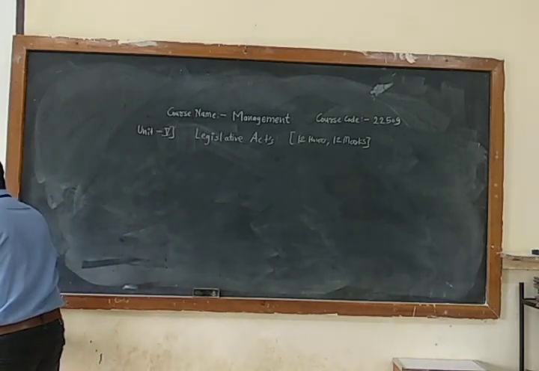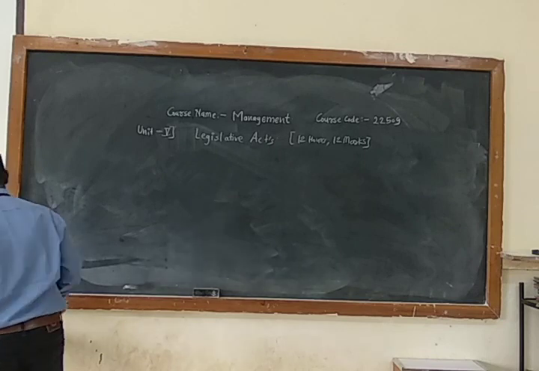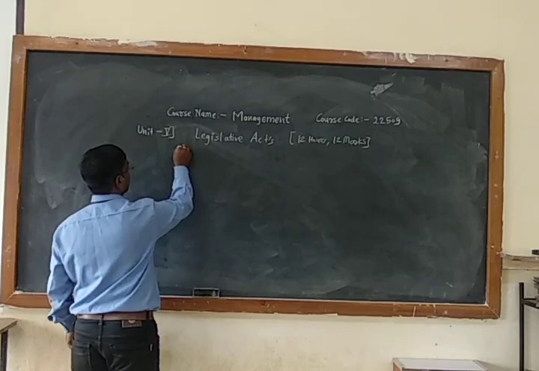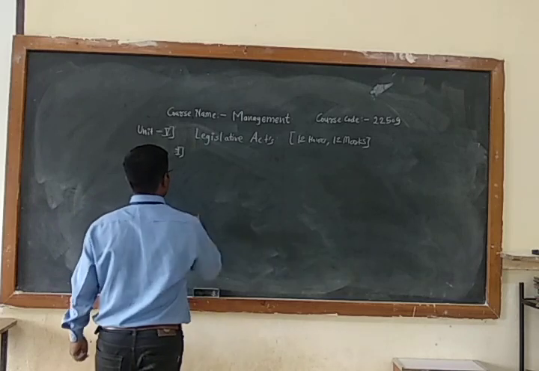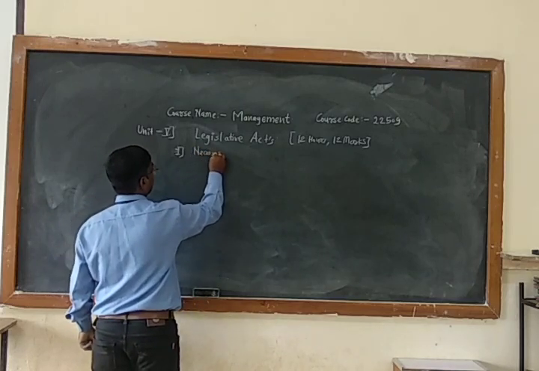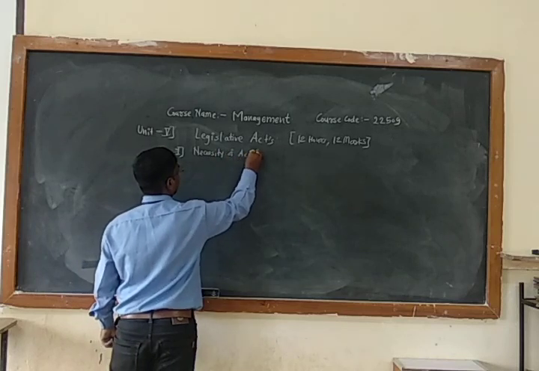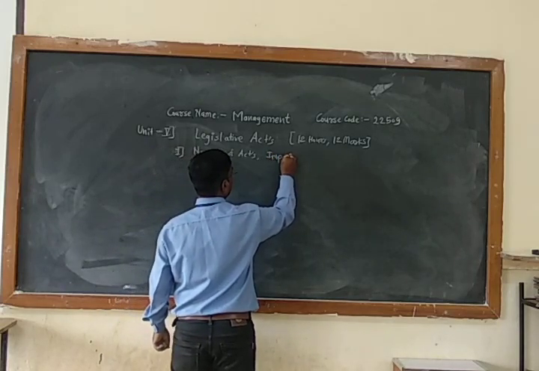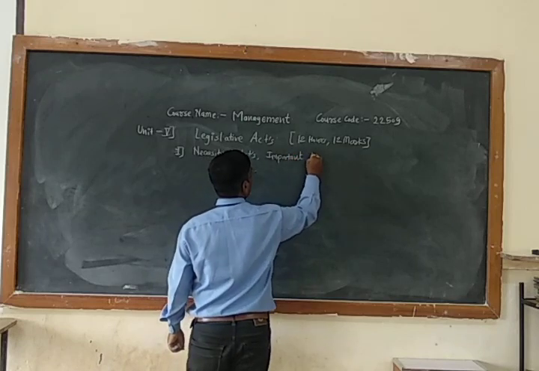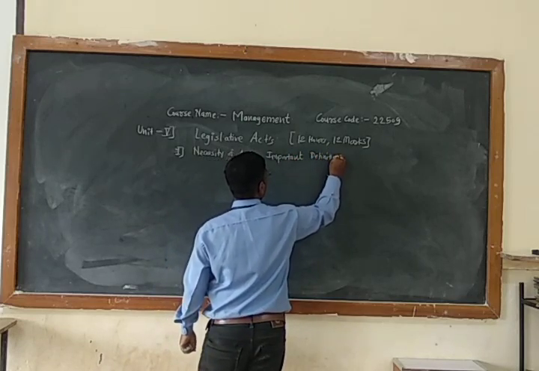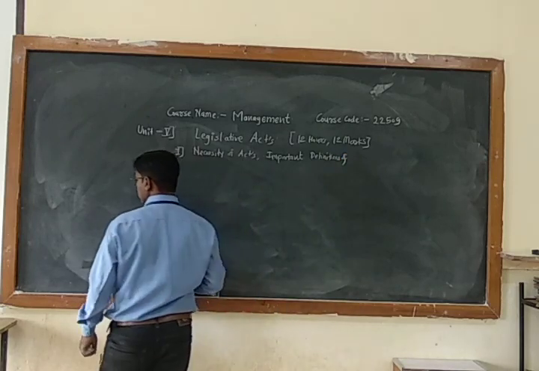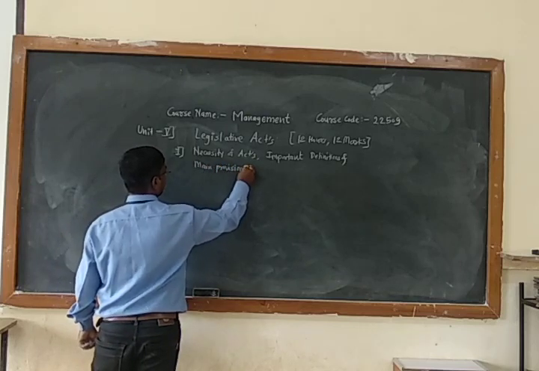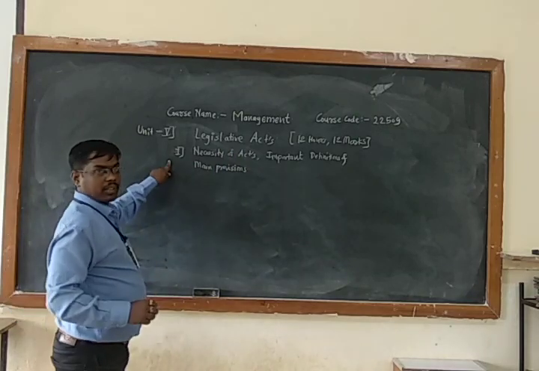Generally we have 4 major acts. This unit also has 2 sections. The first one is what is meant by acts, that is the necessity of acts, the important definitions, and its various main provisions, which we have to discuss over here.